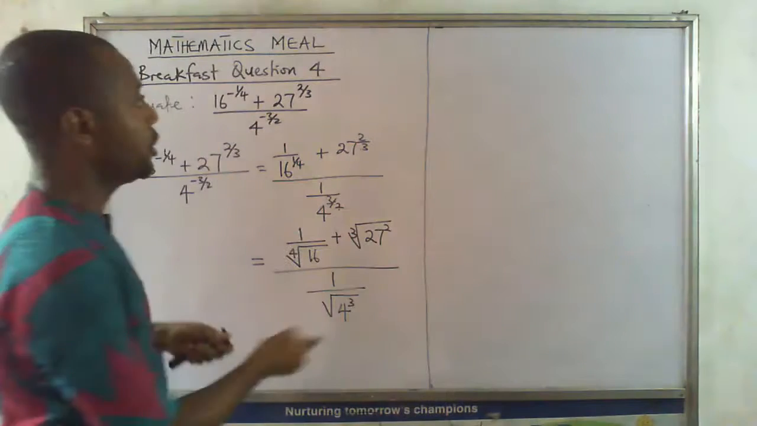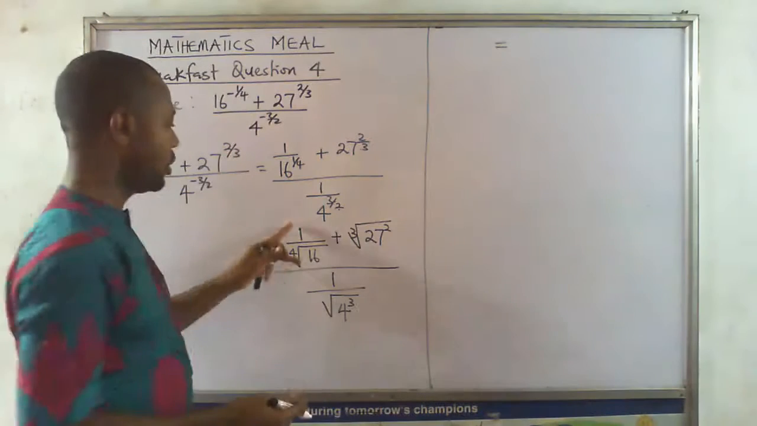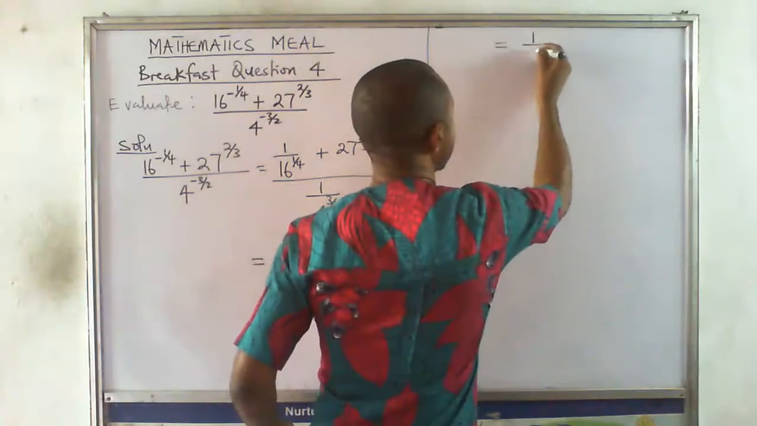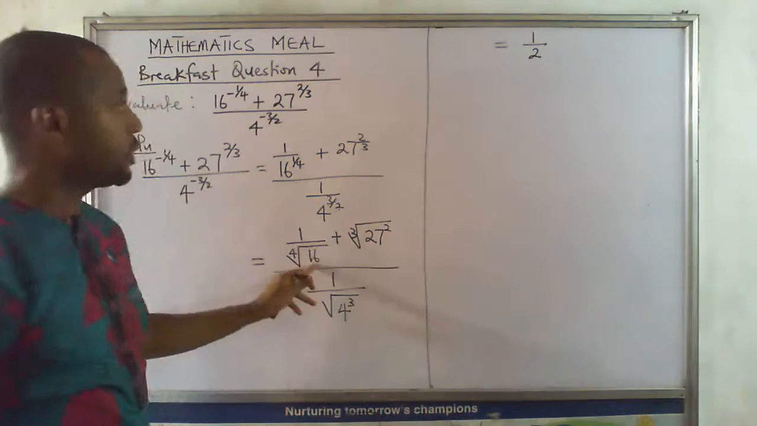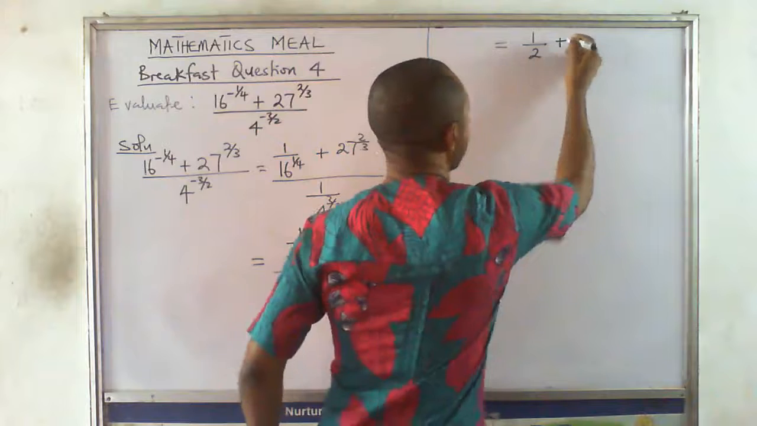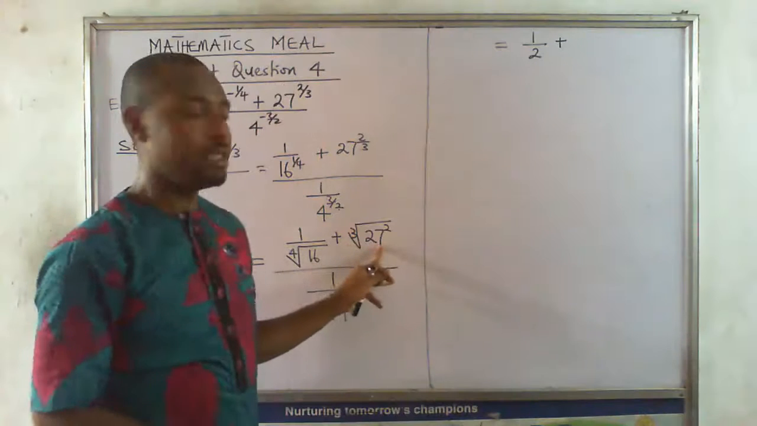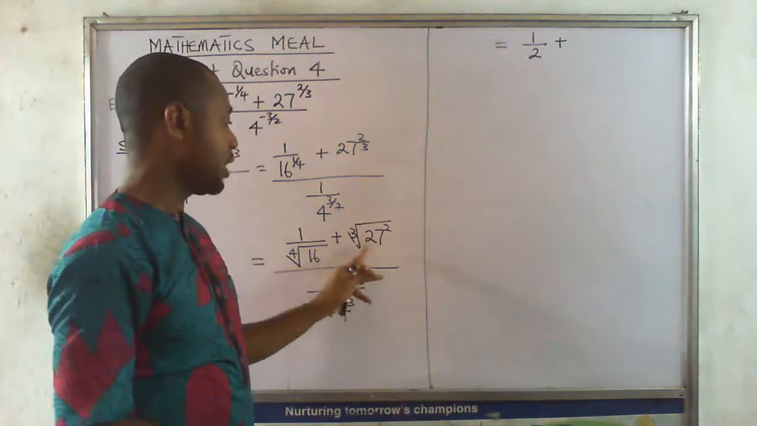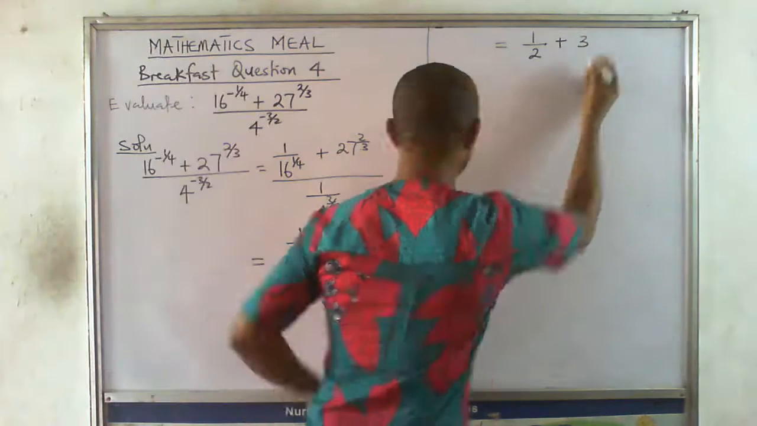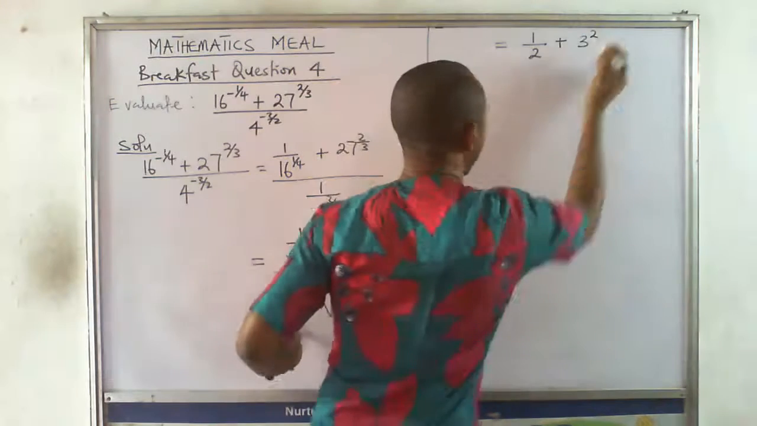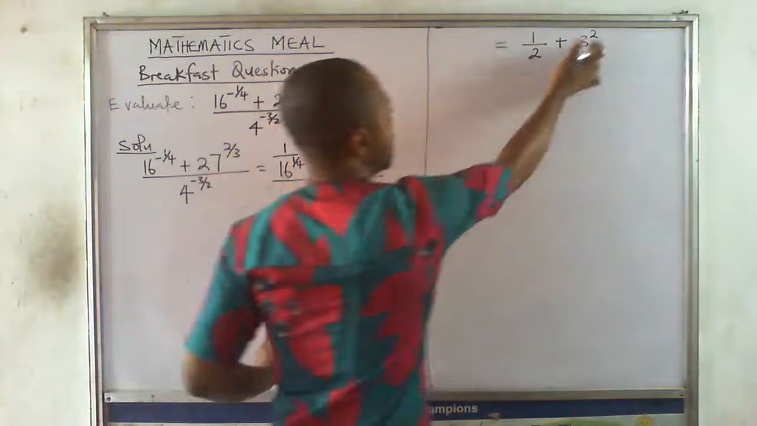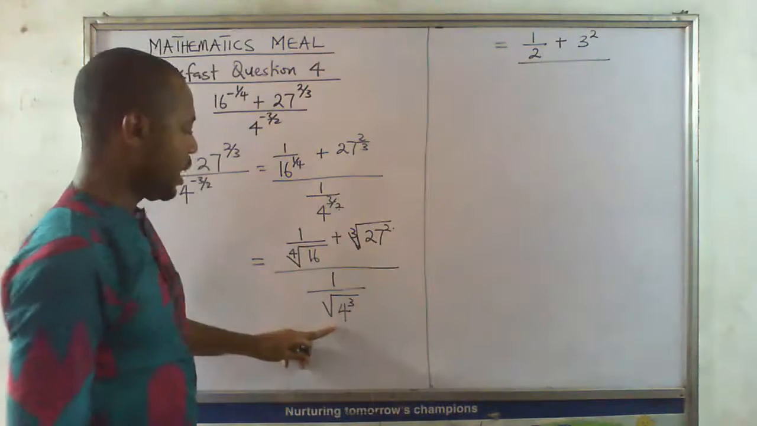Let's continue with our journey. What is the fourth root of 16? A number you multiply 4 times to give us 16. That's going to give us 2. So the fourth root of 16 is 2. Plus, now what is the cube root of 27? Remember, we are keeping the power. The cube root of 27 is 3. Then we now have the power. All we did was to evaluate the roots. We have 3, and the power is yet to be evaluated.